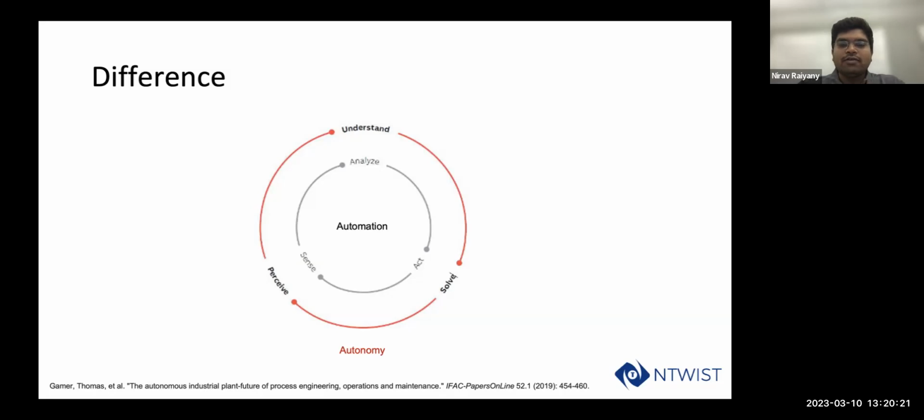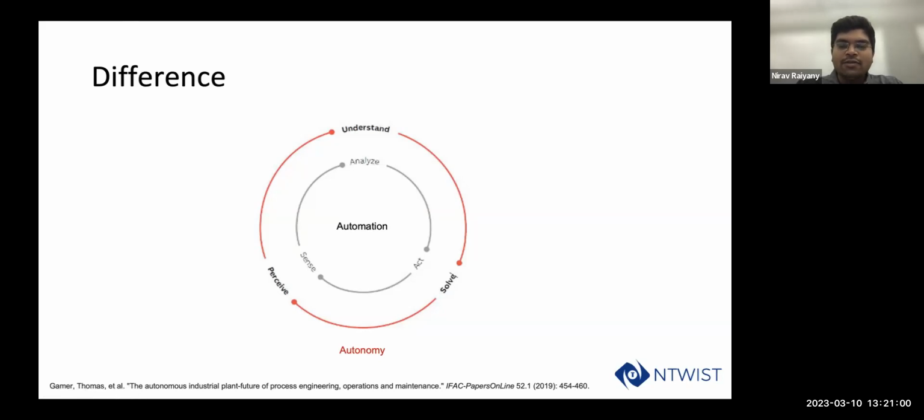I think between automation and autonomy, they follow these three simple steps. When you have automation, usually you sense something, then you analyze it, and then you act on it. On the other hand, when you have autonomy or AI involved, there's an added layer of intelligence. So now your sensing becomes perceiving, your analysis becomes understanding, and your acting becomes solving.